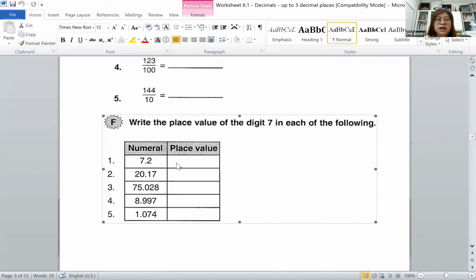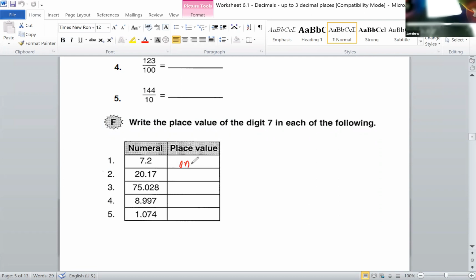Now, Jethro, could you tell me the first one? What is the place value for 7 in question 1? Ones. Sorry, ones, right? O-N-E-S. Yes.